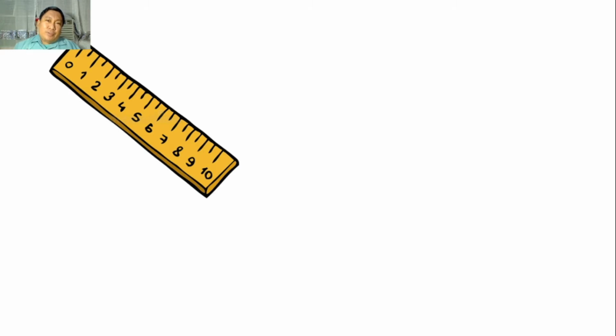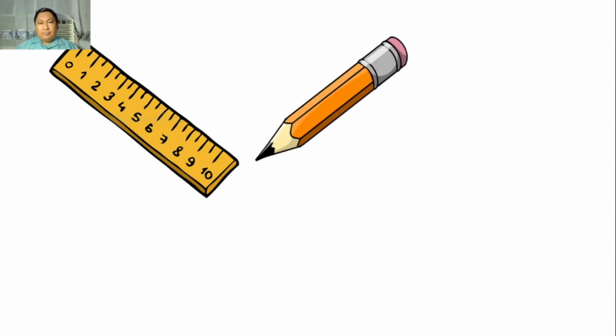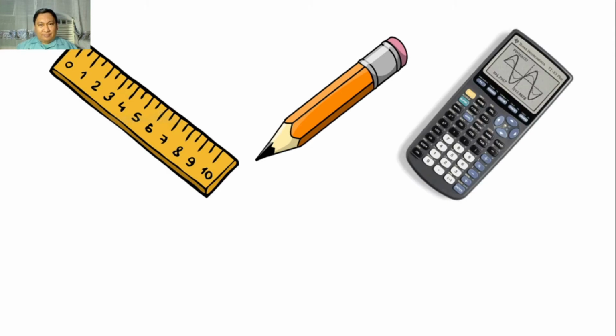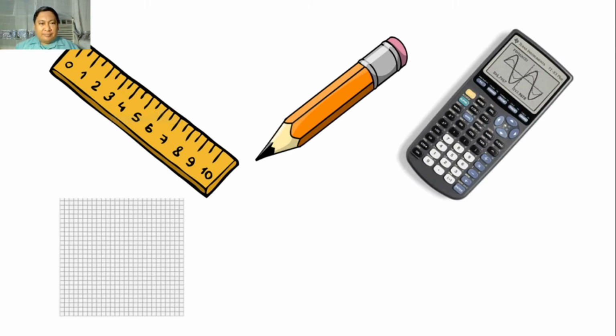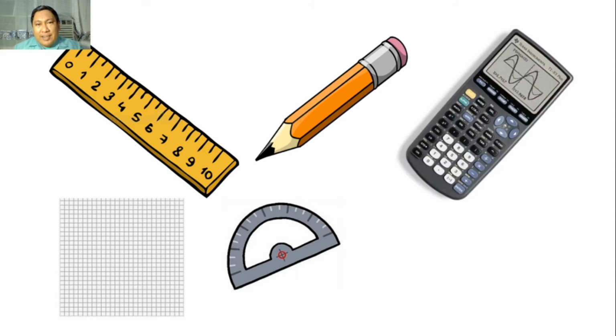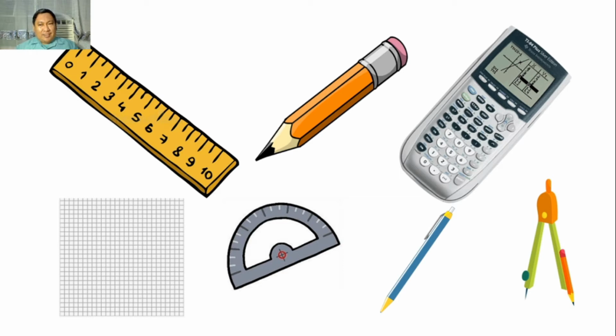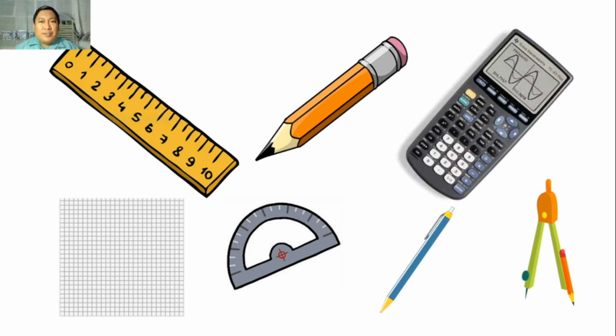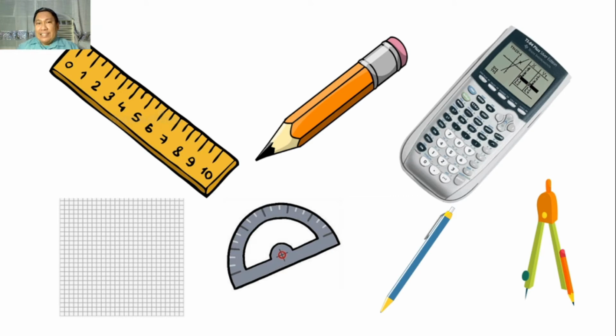Now, Teacher Danny would also like to give you the materials that you would be needing for Math 7. So starting off with ruler, pencil, calculator, graphing paper, protractor, pen, and compass. So these are the group of Math 7 materials that you would be needing for this subject.